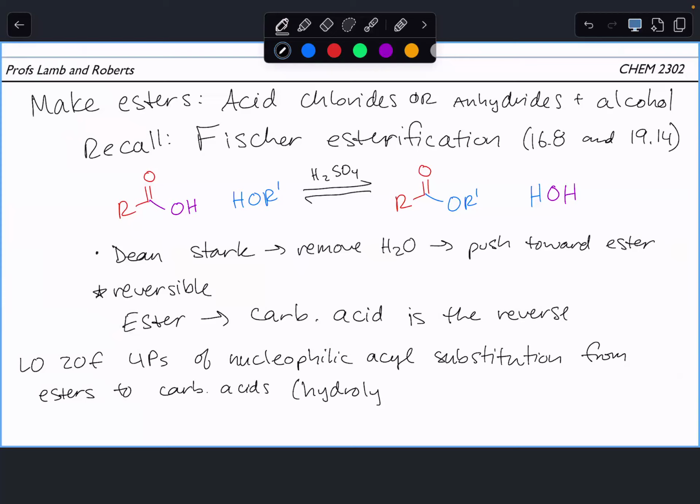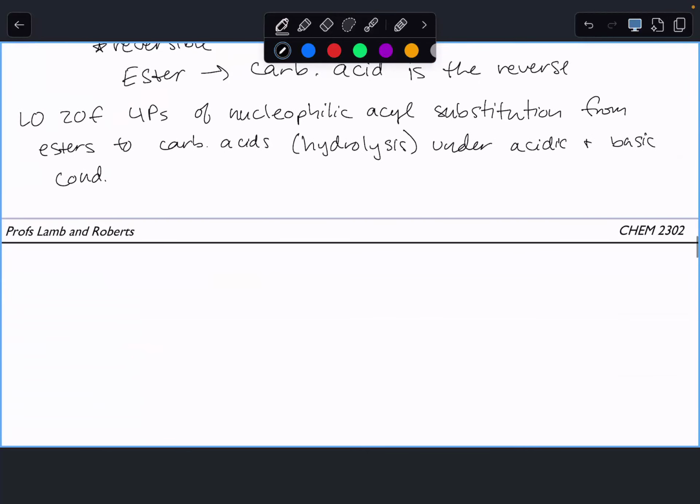So we're hydrolyzing our ester under acidic and basic conditions. The opposite of the Fischer esterification is the acidic conditions. We will also talk about the basic conditions, but not till Monday. So let's start with our acidic conditions, because that is the opposite of the Fischer esterification, which you have already learned, which is section 20.8.